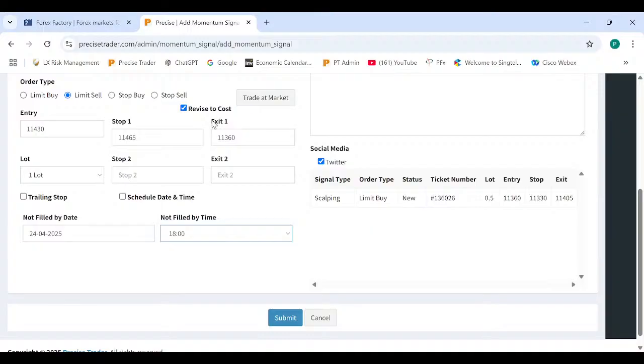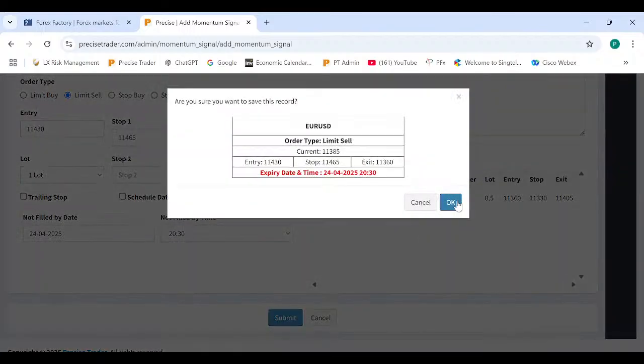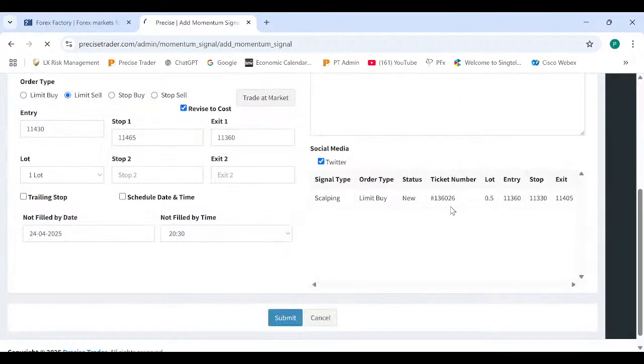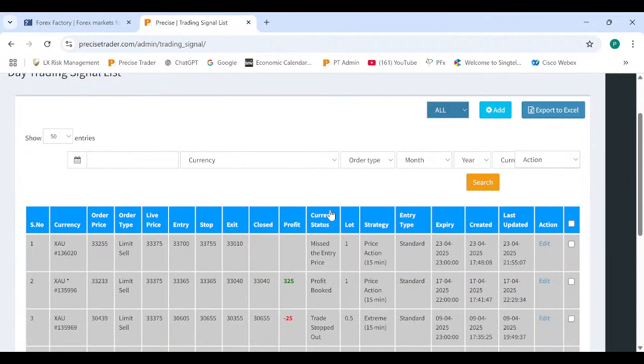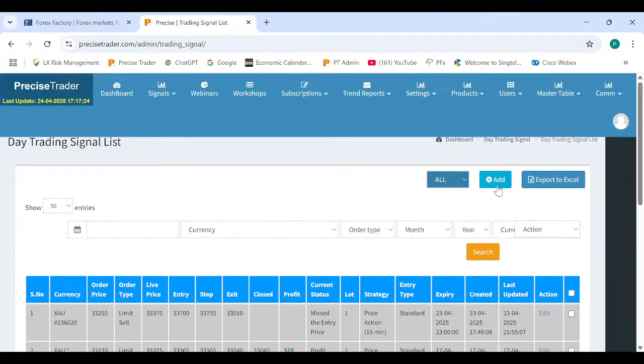Okay, that means now is 17, so 3 hours. So we are giving about three and a half hours for this trade. Then we can go for another trade, okay, which is going to be a day trading.